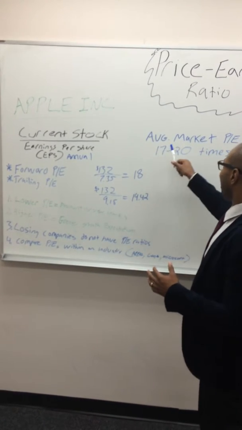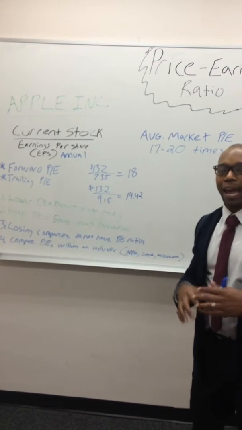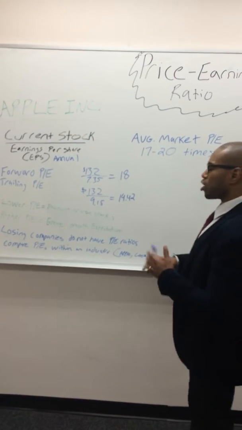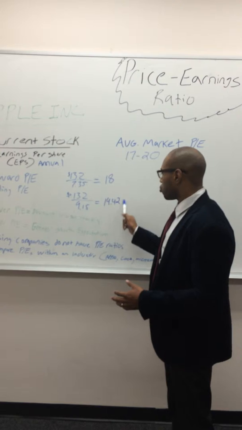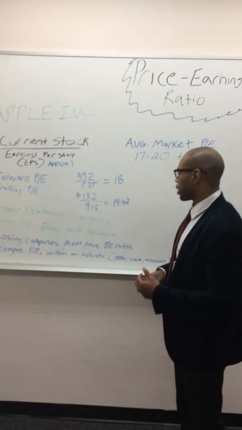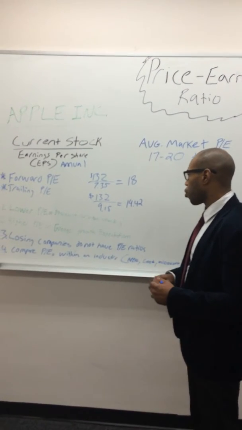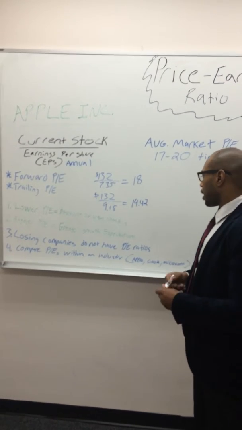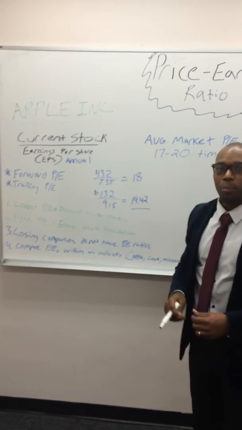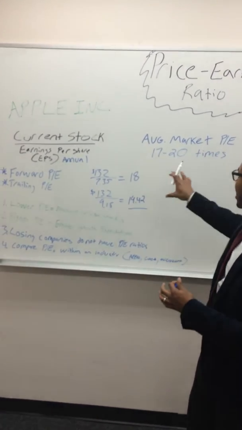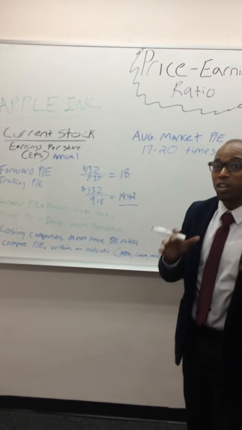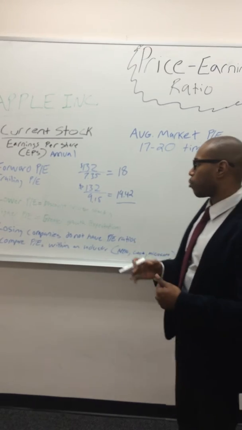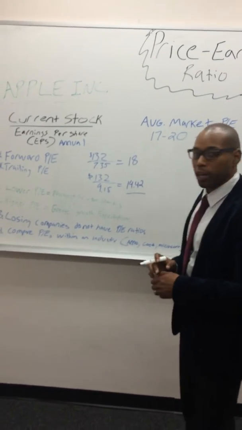Okay, I just want to point out that the historical average market PE is roughly between 17 and 20 times earnings, right? So if you look at these two PE ratios, the trailing and the forward, you get 18, and you also get 14.42. So roughly that is in or lower than the average PE ratio for a tech company, which is outstanding. That's why Apple remains one of the best companies out there.